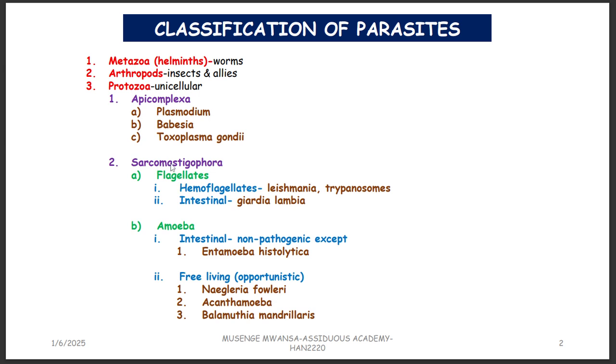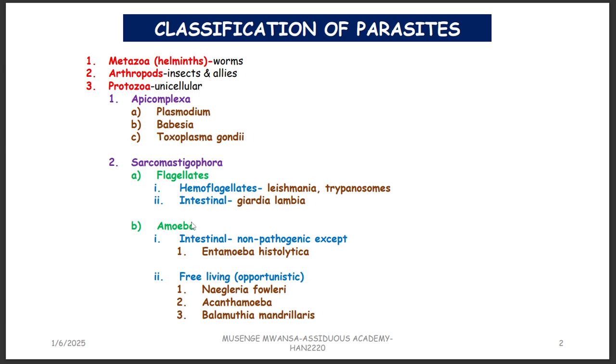For the other group, the Sarcomastigophora, I don't want you to master that term. If you want, you can, but it's not necessary. You are going to have parasites that have flagella, which are used for movement. In first year, you looked at the general shape of a bacterial cell, and we said they have flagella for movement. Parasites that have flagella are called flagellates. And then you have amoebas, a type of protozoa that don't have any flagella.